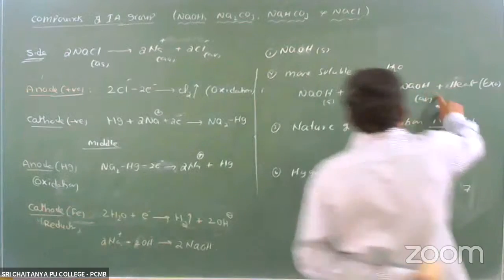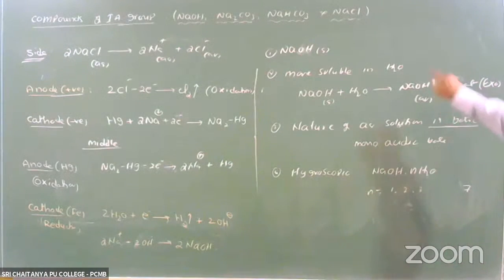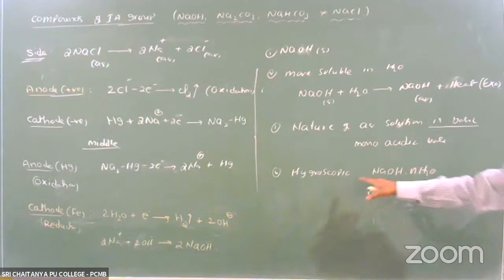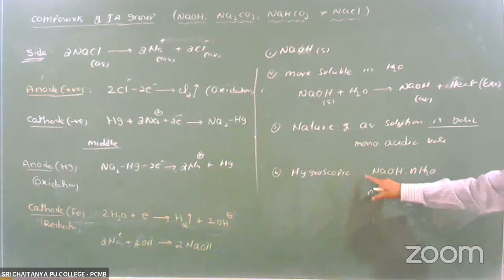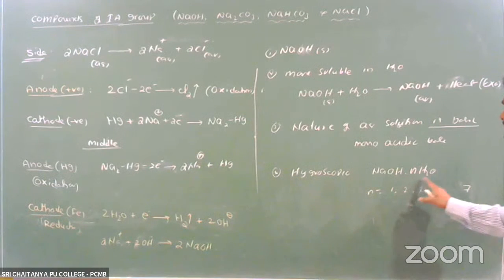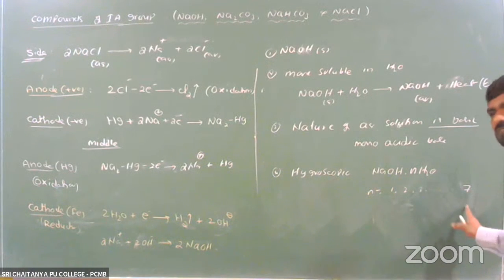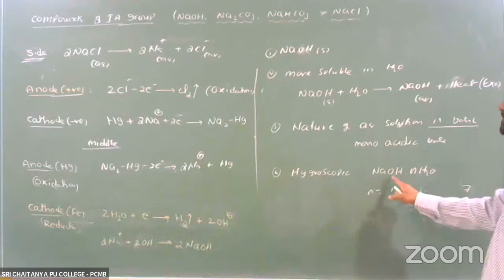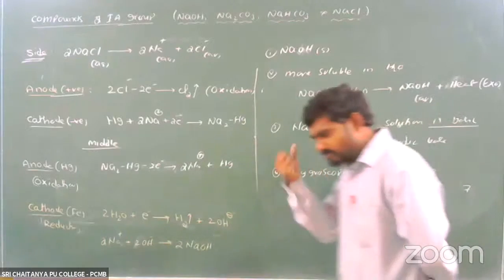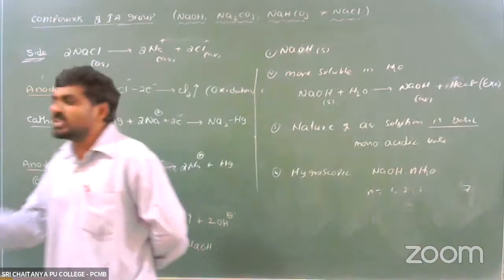It is exothermic, monobasic, and highly soluble in water. It is a strong base, a monoacidic base. So molarity and normality are the same. It can absorb moisture from atmospheric air and form hydrates, NaOH·nH2O, with n up to 7. It is also deliquescent, meaning it absorbs moisture and converts to liquid.